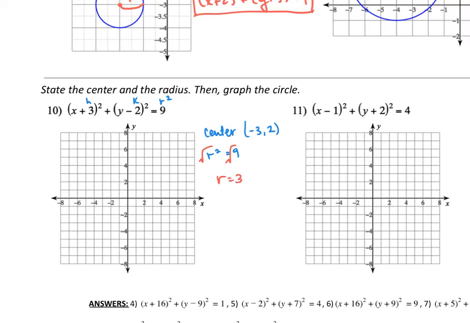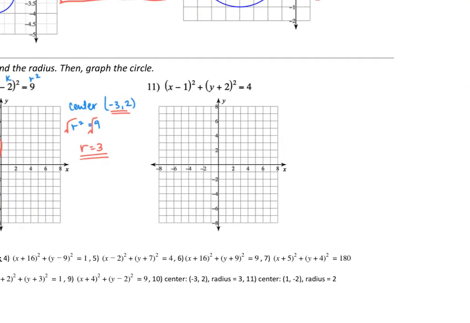So now to graph this circle, we're going to first plot the center, so -3, 2. And then we're going to use the radius. So I'm going to go right 3, up 3, left 3, and down 3. And then I'm going to sketch my circle.